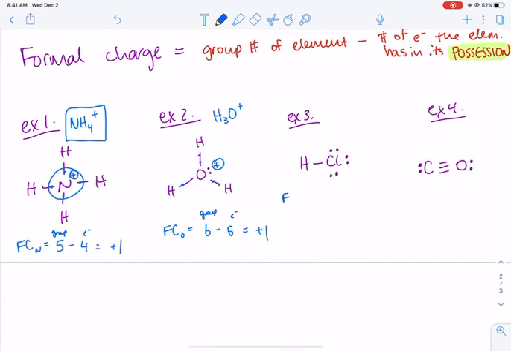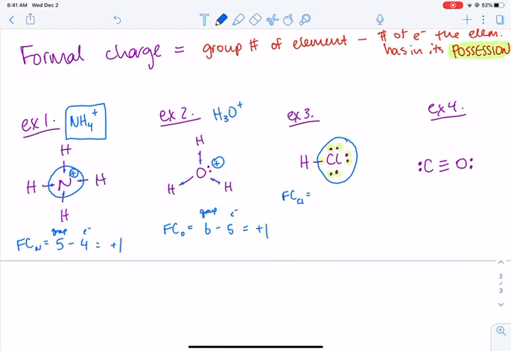For this one, let's calculate the formal charge of chlorine. So we draw a circle around chlorine. We count the number of electrons it has in its possession. 1, 2, 3, 4, 5, 6, 7. Right, so it has 7 electrons in its possession. Chlorine is in group 7. So 7 minus 7 is 0. It has a formal charge of 0, which means you don't do anything. You just leave it alone. It's neutral. This is hydrochloric acid, and it is neutral.